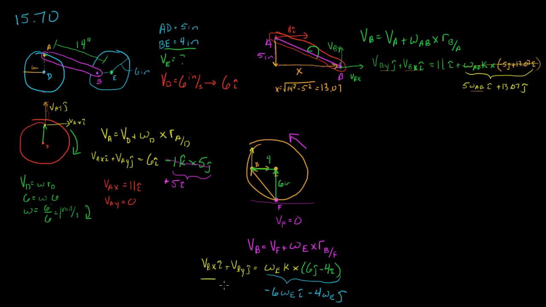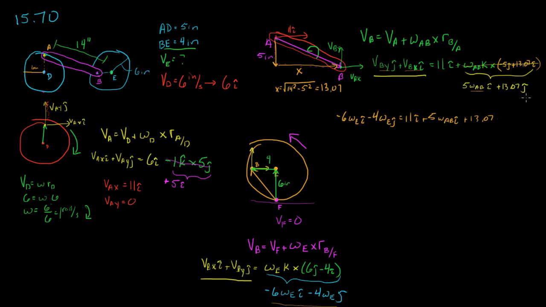Now look at this right here. We have this expression for the velocity of B. And right here we also have the expression for the velocity of B. So what if we substitute this equation right up in here. When we do that, we're going to get minus 6 times omega E i minus 4 times omega E j is equal to 11i plus 5 omega AB i plus 13.07.